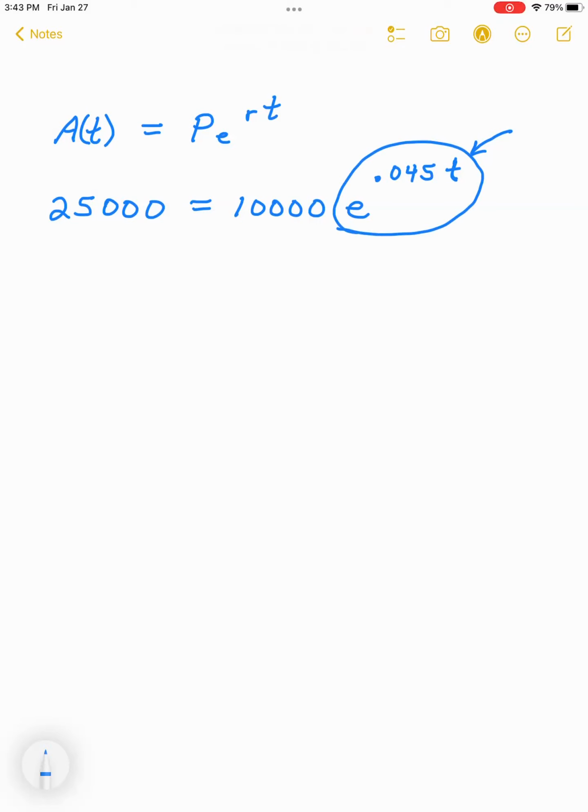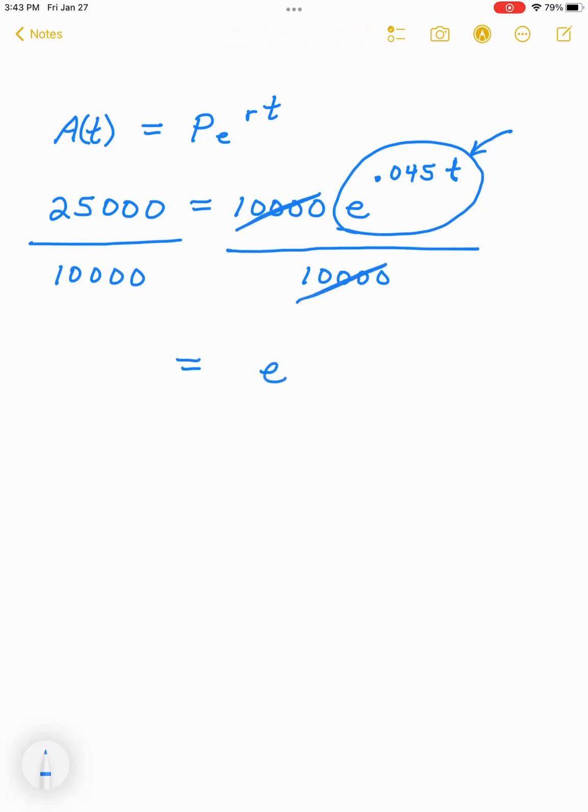And so that means I want to get rid of the 10,000 that's being multiplied by that. To get rid of the 10,000, I need to divide both sides by 10,000. Then the 10,000s cancel out, and we're left with just e to the 0.045t. And on the left side, I've got this 25,000 divided by 10,000.